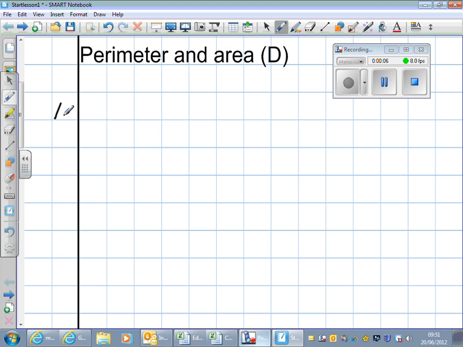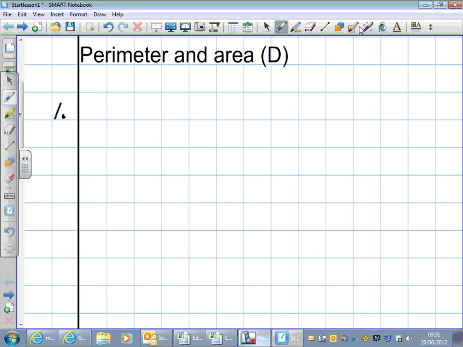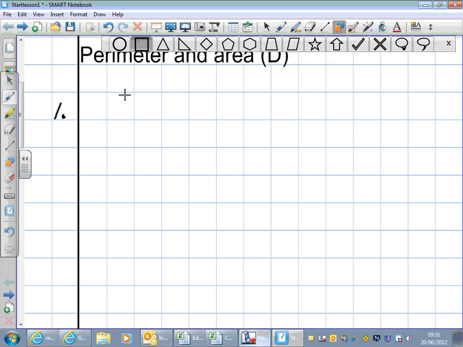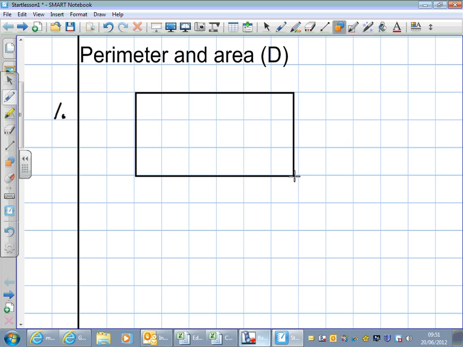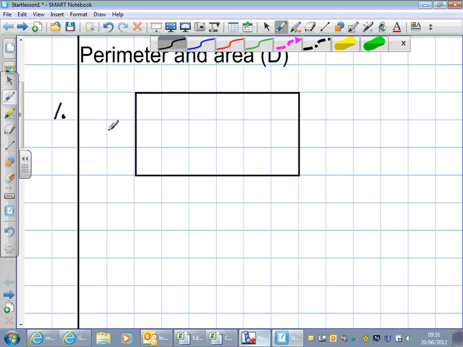Question 1. Start with a nice straightforward shape. We're going to start with a rectangle. And the key thing that I've found that many young people, pupils and students, confuse is the perimeter. They confuse it with the area. Right, draw this rectangle. It's not to scale.